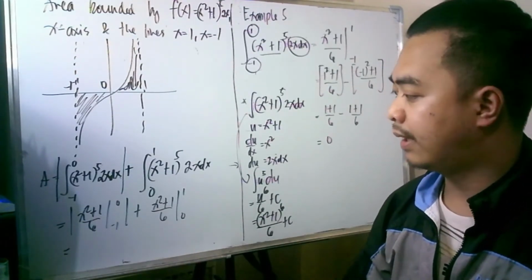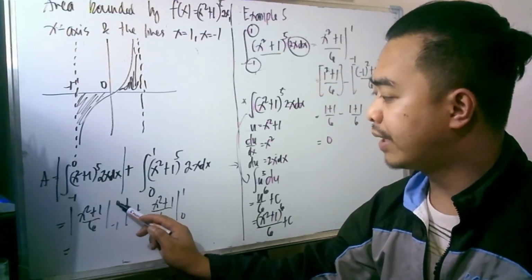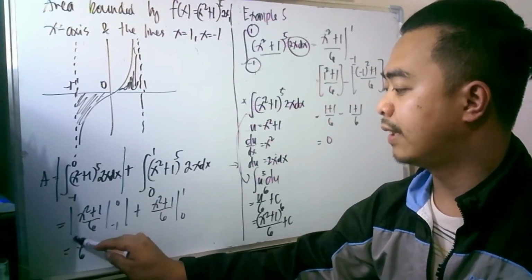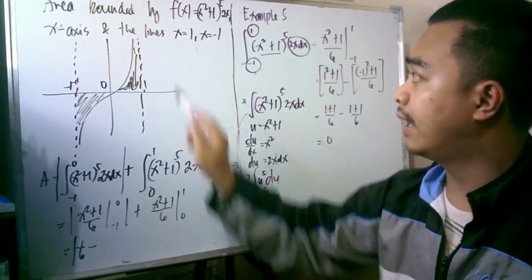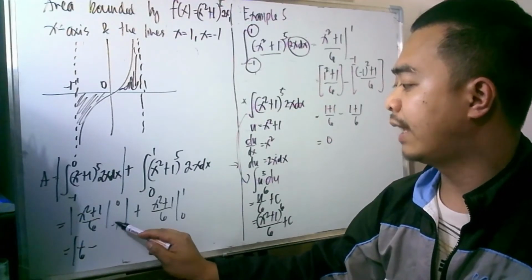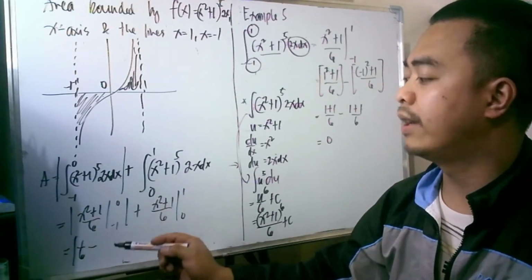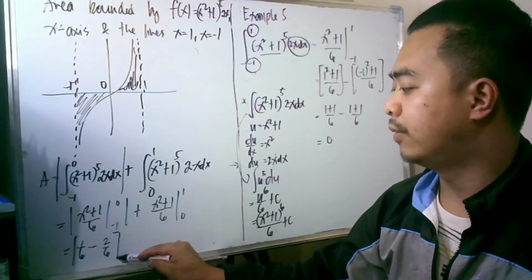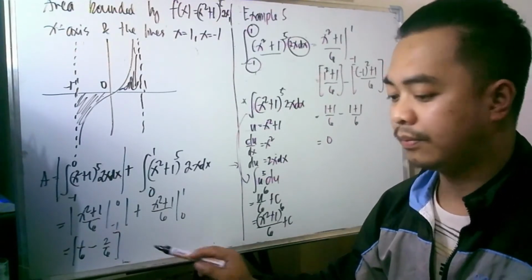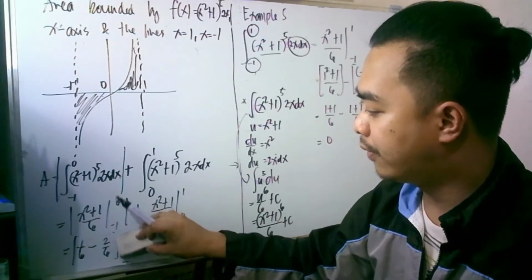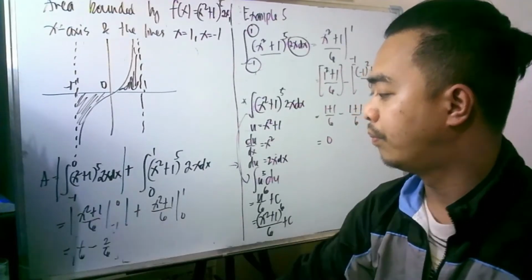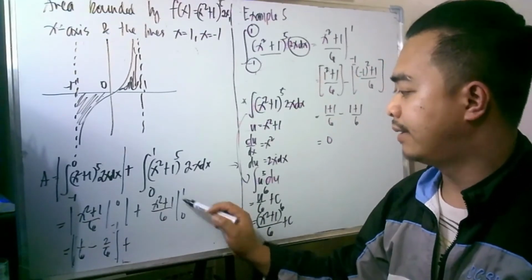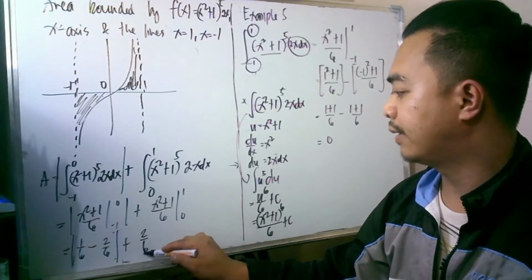Pwede bang idiretso natin ang pag-substitute? Kung i-substitute natin yung 0 dito, 0 squared plus 1 over 6, magiging 1 over 6. Minus, kasi FTC tayo, i-substitute natin yung negative 1 dito sa x squared, positive 1 na makukuha natin dyan. So, 1 plus 1 ay 2 over 6. Yun yung una. Hindi pala siya brace. Absolute value yun. So, absolute value yan. Plus, the same. So, 1 plus 1, that's 2 over 6.